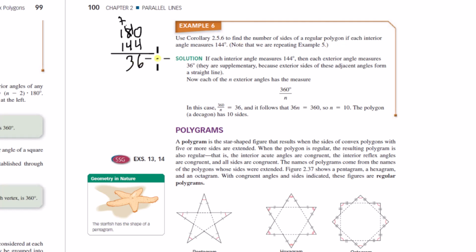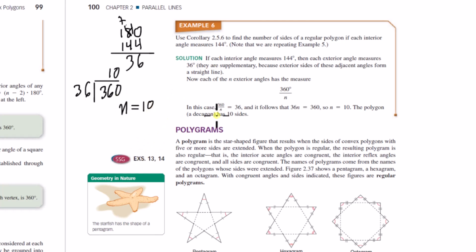And the sum of all the exterior angles is 360. So you just divide 360 by 36. That's going to be 10. Right? 360 divided by n is going to be 36. So n is going to be 10.